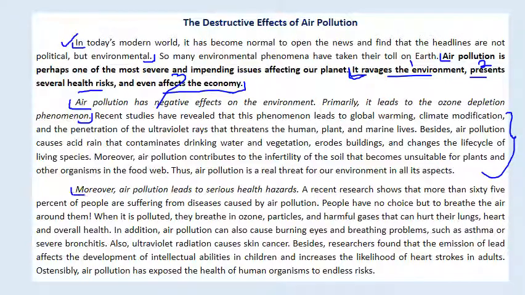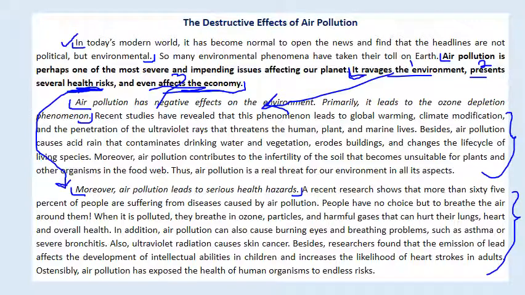Now, the other idea. Air pollution leads to serious health hazards. Here, this is the second idea. Okay, second idea, second body paragraph. First idea, first body paragraph. And, okay, moreover, air pollution leads to serious health hazards. I'm going to talk about the health effects, how it affects the lungs. Cancer is increasing, intellectual abilities in children is decreasing, heart strokes in adults, etc. And the final one, third body paragraph, effects on the economy.